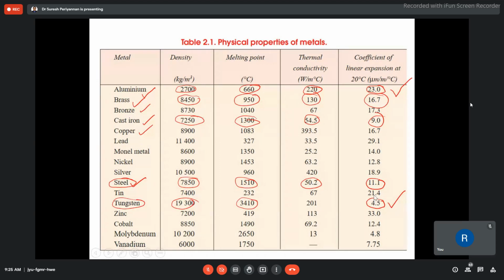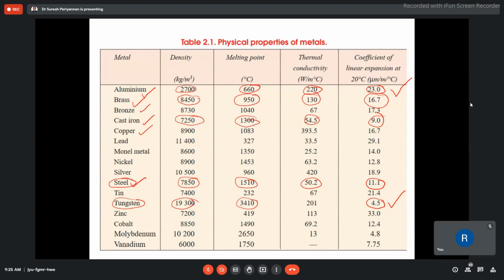See, the coefficient of thermal expansion is very high for aluminum. Anyway, if we add alloying elements, we may reduce it, right? But we can also increase the melting temperature when adding elements. But if you consider tungsten, the coefficient of thermal expansion is 4.5.